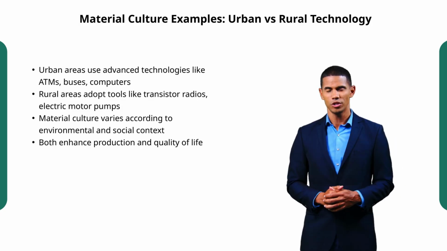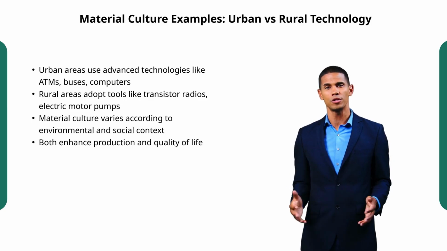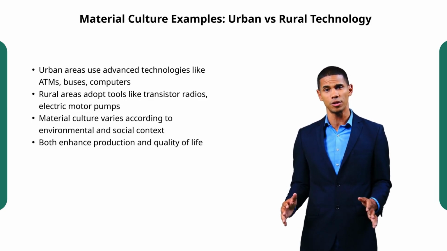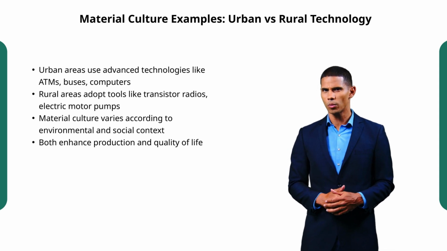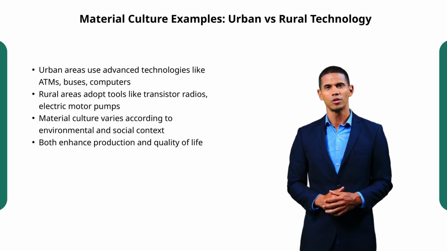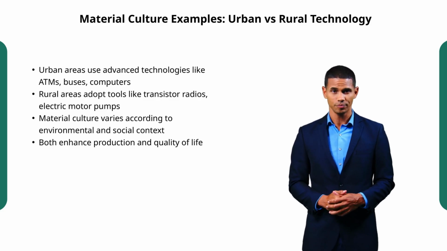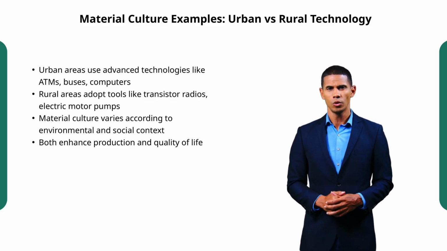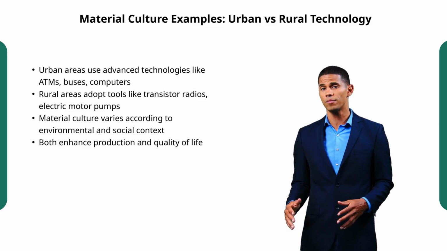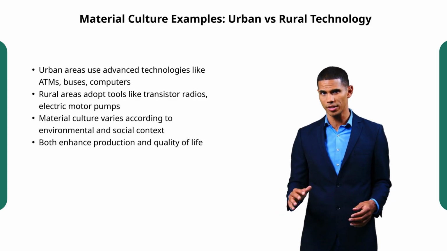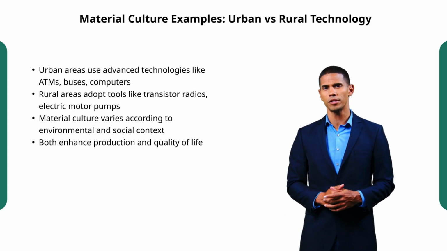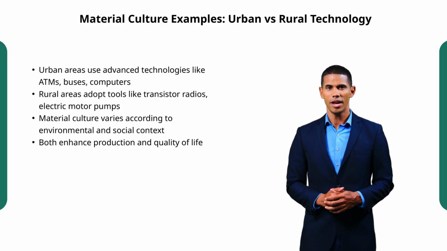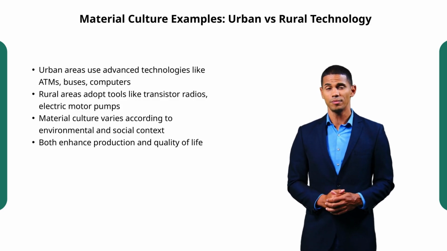Let's compare material culture in urban and rural settings. In cities, widespread use of ATMs, computers, buses, refrigerators, and mobile phones is common. These technologies support complex daily lives and services. In contrast, rural areas rely on transistor radios for information and electric motor pumps to draw water for farming. These tools suit local needs and resource availability. Such diversity shows how material culture adapts to different environments while enhancing production and living standards.